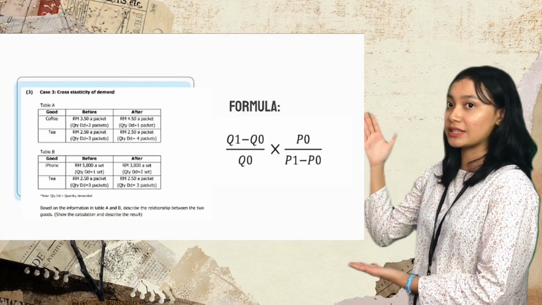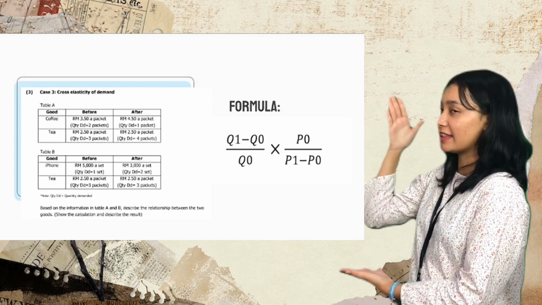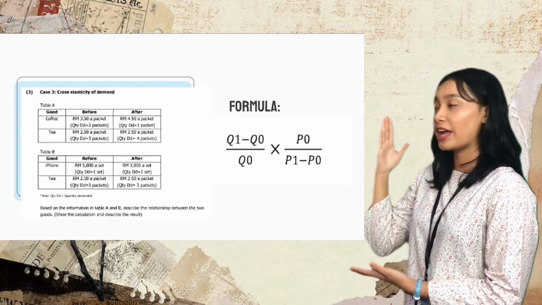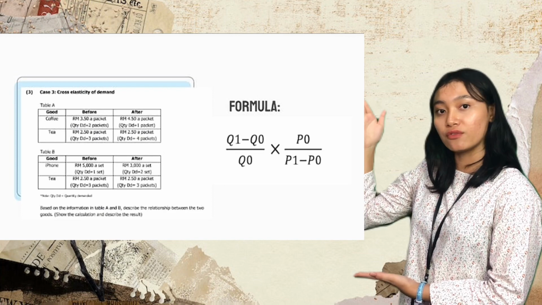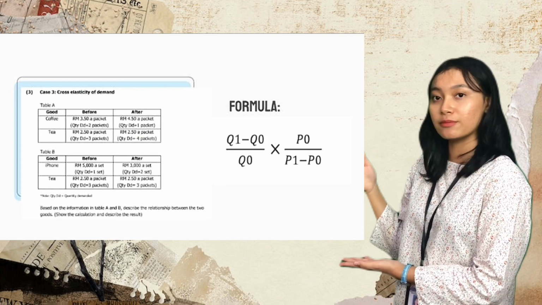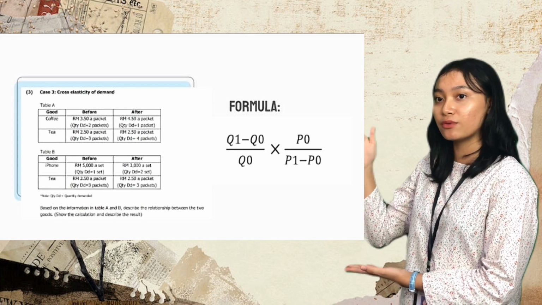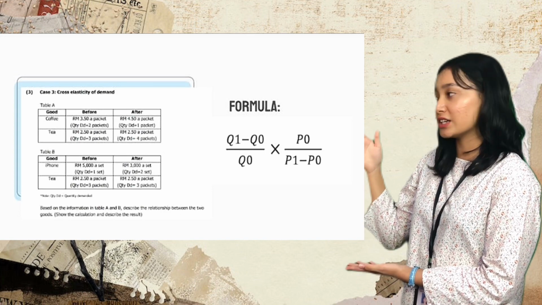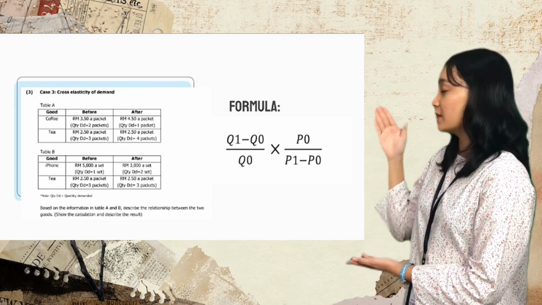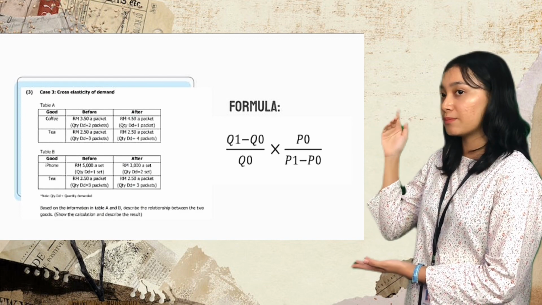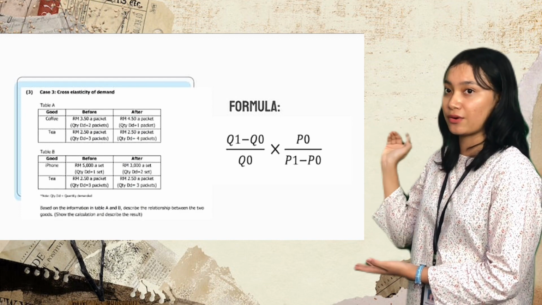Today I'm going to present about case 3, cross-price elasticity of demand. As you can see from the table, we have table A and table B. In table A we have goods, which are coffee and tea, and in table B we have iPhone and tea. The formula is Q1 minus Q0 over Q0 multiplied by P0 over P1 minus P0.